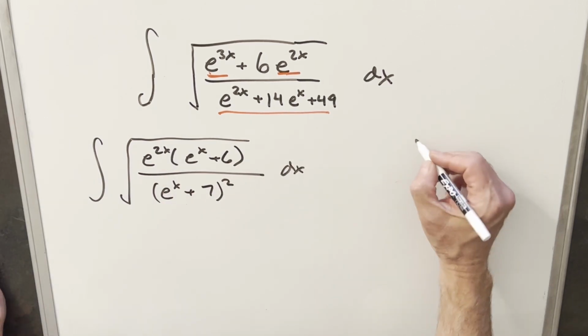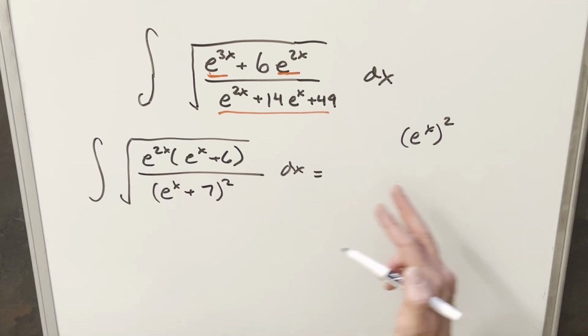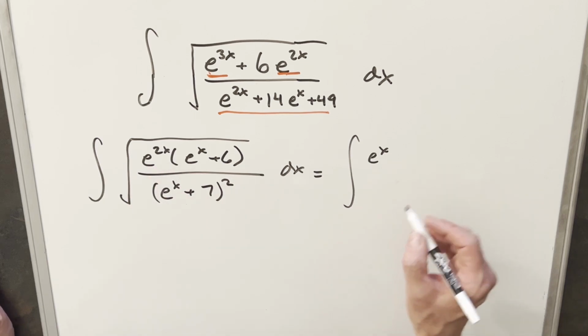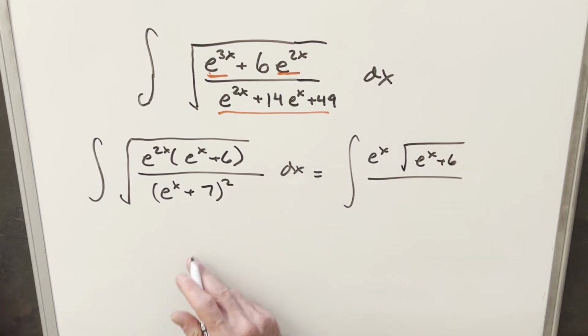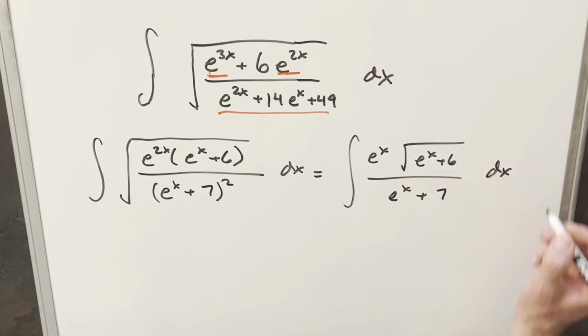But now e to the 2x, that's the same thing actually as e to the x squared, and that's in the radical. So that means we can take the square root of this, and we can take the square root of this denominator. That's going to allow me to pull this e to the x out from the numerator, and then we're going to have the square root of just e to the x plus 6. And then the denominator, because we're squaring this and we're inside the radical, this is just going to be e to the x plus 7 dx.